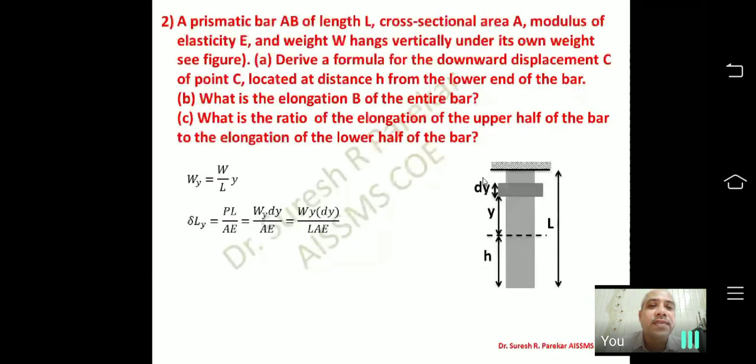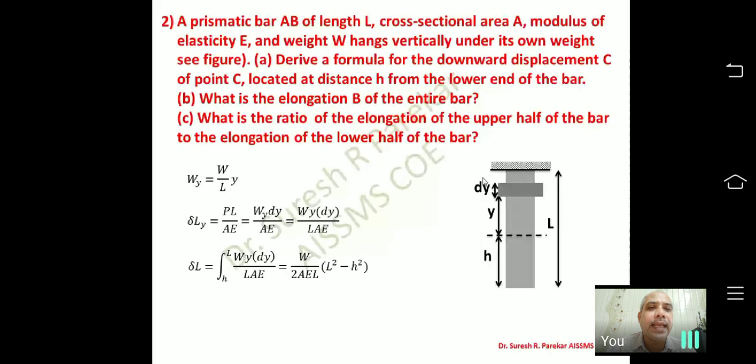Now P we know, we have just seen what P is, W by L into y. L, now L we have considered as dy length. You can see there a short portion we have considered, that is dy. So Wy into dy upon AE. Now if I put W suffix y in this equation, then I will get Wy into dy upon LAE, because W suffix y is W by L into y.